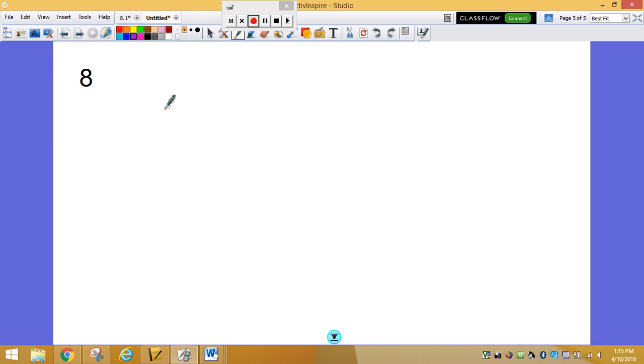Number 8, I got lazy and quit typing them in. So here's number 8. It's 2 over x squared y plus 6 over y. So let's figure out our common denominator. They both have a y, so that's got to be part of it. And then there's also an x squared. So that's my common denominator.